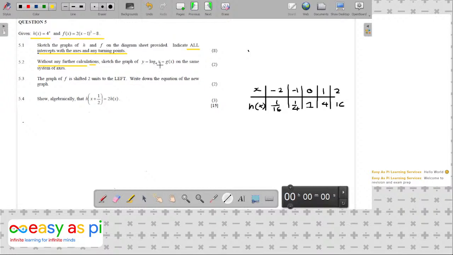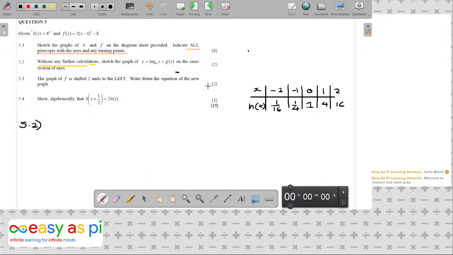Sketch the graph of y is equal to log base 4 of x, which is g of x, on the same set of axes. Now, what we need to know is that actually this graph, y is equal to log base 4 of x, is the inverse of this graph here, right? I hope you saw that. Even if you didn't, I hope you see it and understand it now. Now remember that the inverse, what do we do with the inverse?